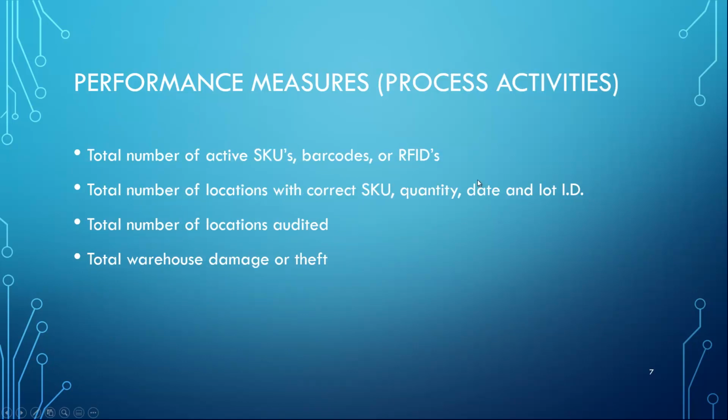Some of the indicators that can be used to measure the performance of process operations or warehouse operations and activities are the total number of active SKUs, or barcodes or RFIDs, total number of locations with correct SKUs, quantity, date, and lot ID, the total number of locations audited, and total warehouse damage or theft items.